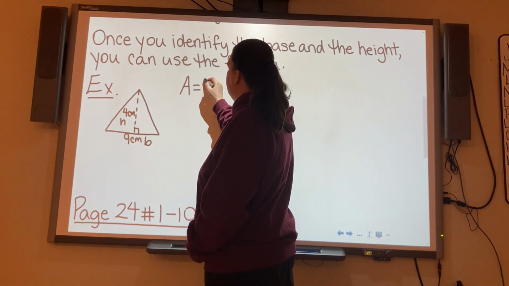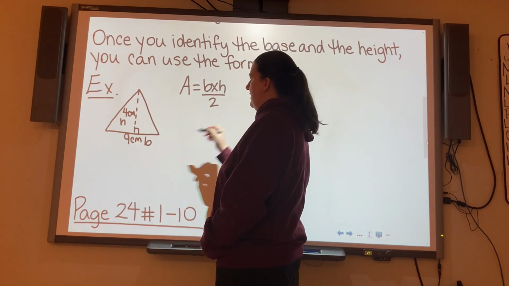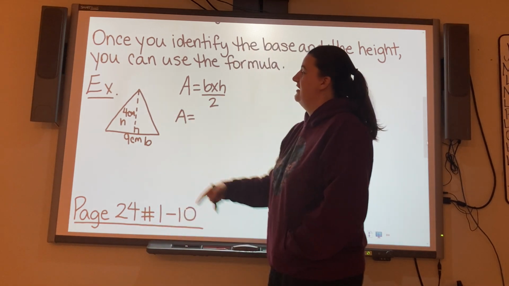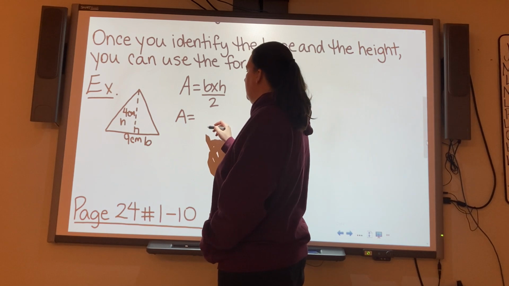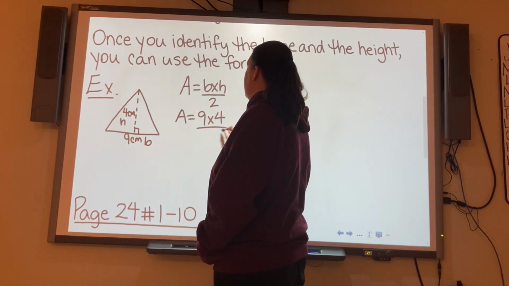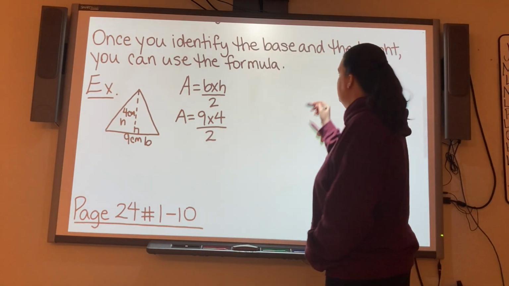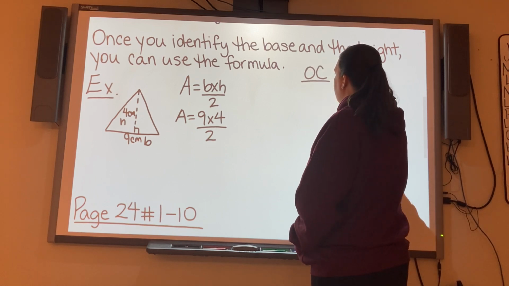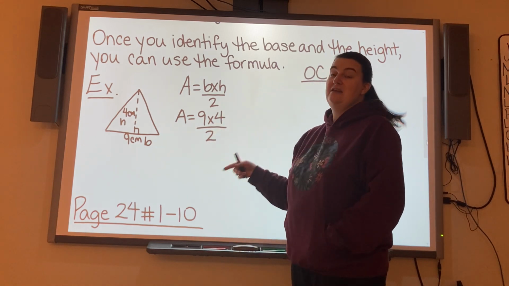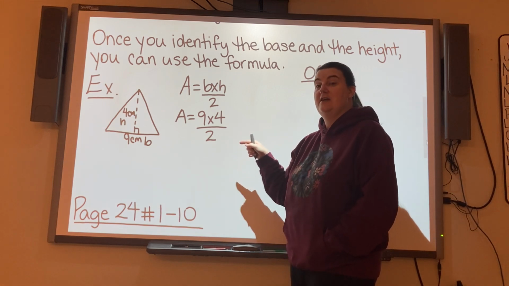Area equals base times height divided by 2. Then I replace the base and the height with how much they are on my diagram. So the base is 9, the height is 4, and I still have to divide them by 2. So now I need to do 2 outside calculations. When you're doing the area of a triangle, you have to times first, and then you have to divide. So don't forget 2 outside calculations to find the area of triangles.